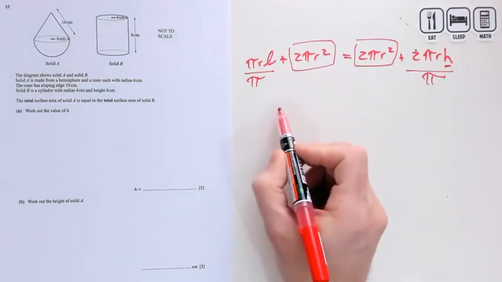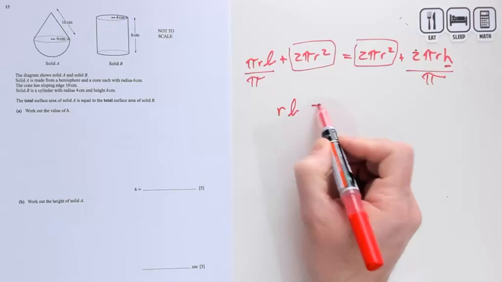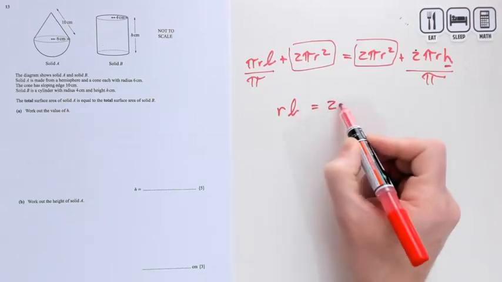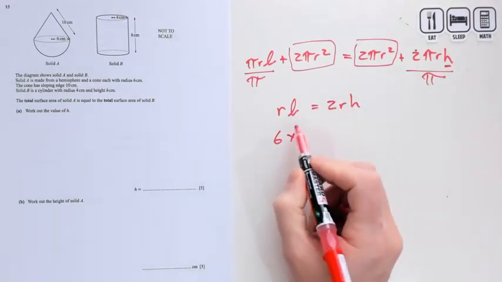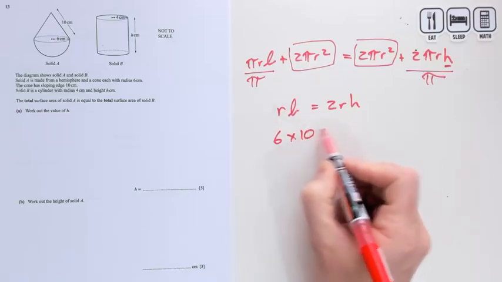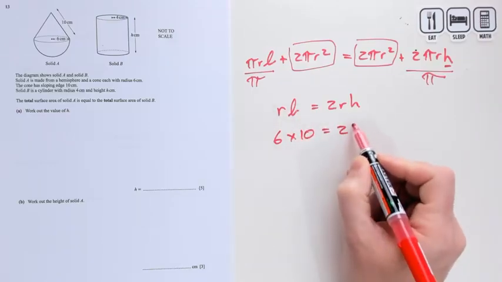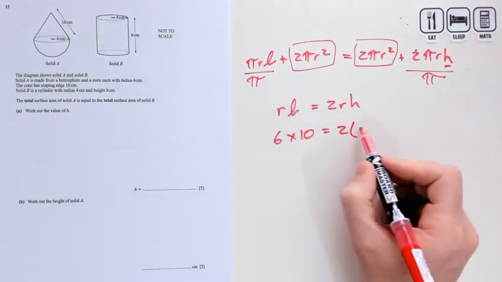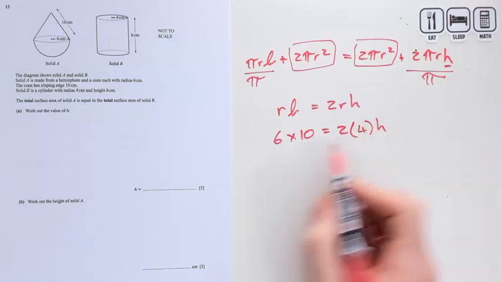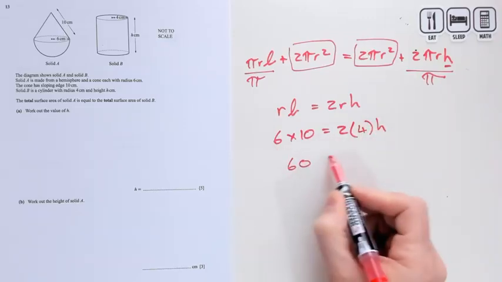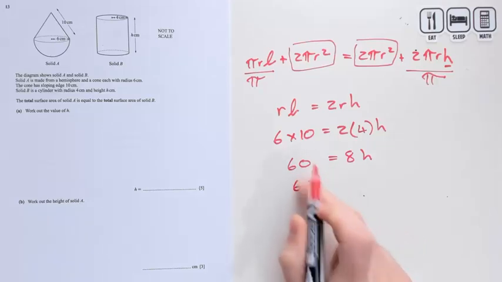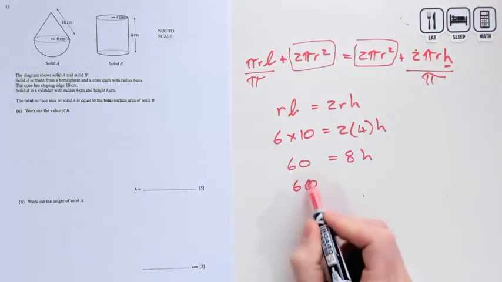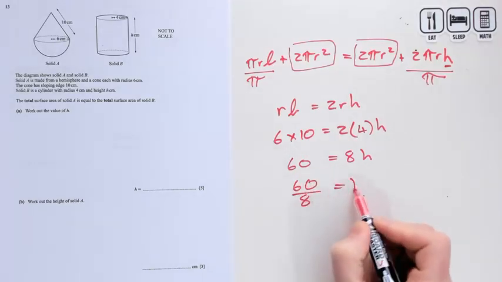And then I would have r times L is equal to 2RH. The radius for this one is 6 and the slant height is 10. And here we have 2, and the radius in this one is 4. And then H. So here I have 60 as 8H. So 60, not 68, 60 divided by 8 is going to be H.